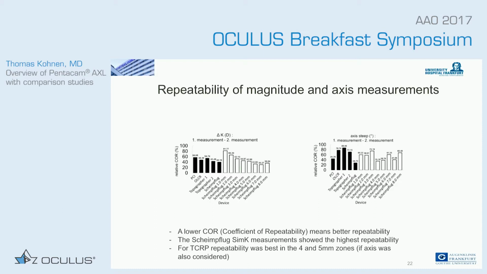So with all the devices we compared here, the IOL Master, the topographer, the keratometer, and also the Fluke, you have to go into detail in this paper if you like. The Fluke had the highest repeatability in this study. For total corneal refractive power, repeatability was best in the 4 and 5 millimeter zone if axis was also considered. That was the outcome of this study.